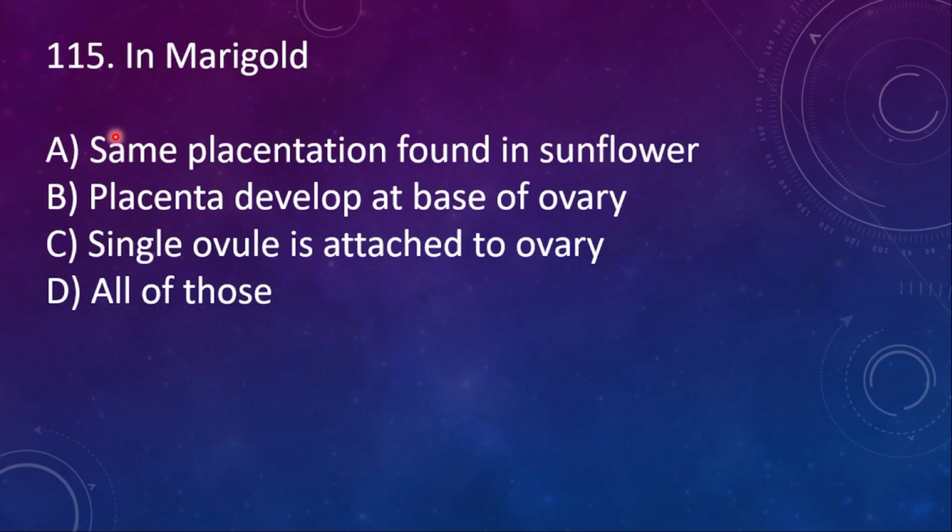115. In marigold, A. Same placentation found in sunflower. B. Placenta developed at base of ovary. C. Single ovule is attached to ovary. D. All of this. So here the right option is all of this.